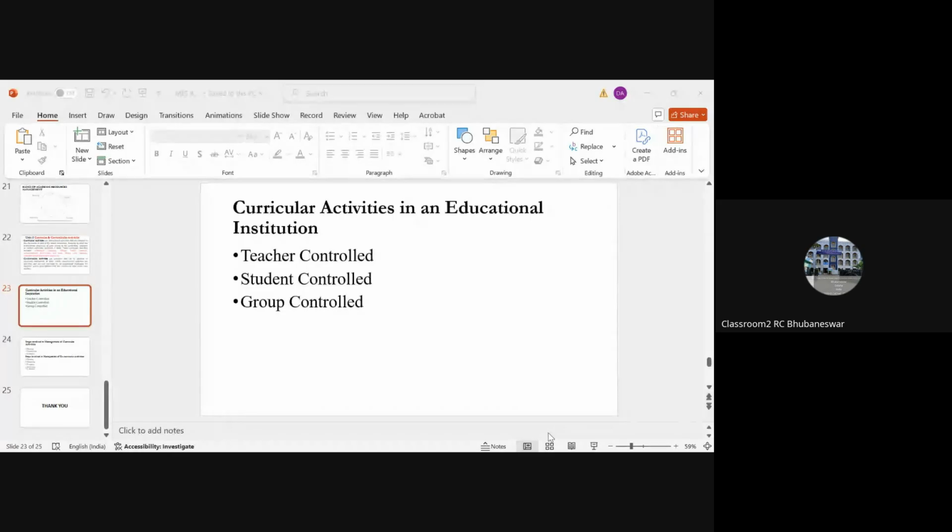Then drill and practice. Every day we give some activity to do and to make it practice by the students. Tutorial mode. Then simulation mode. What is simulation mode? Anybody? What is simulation mode?